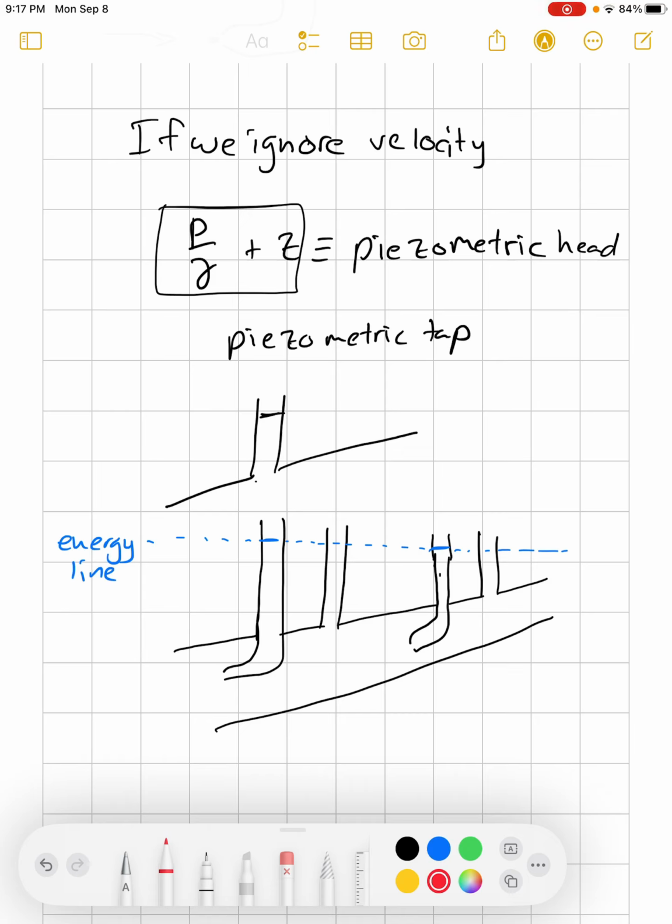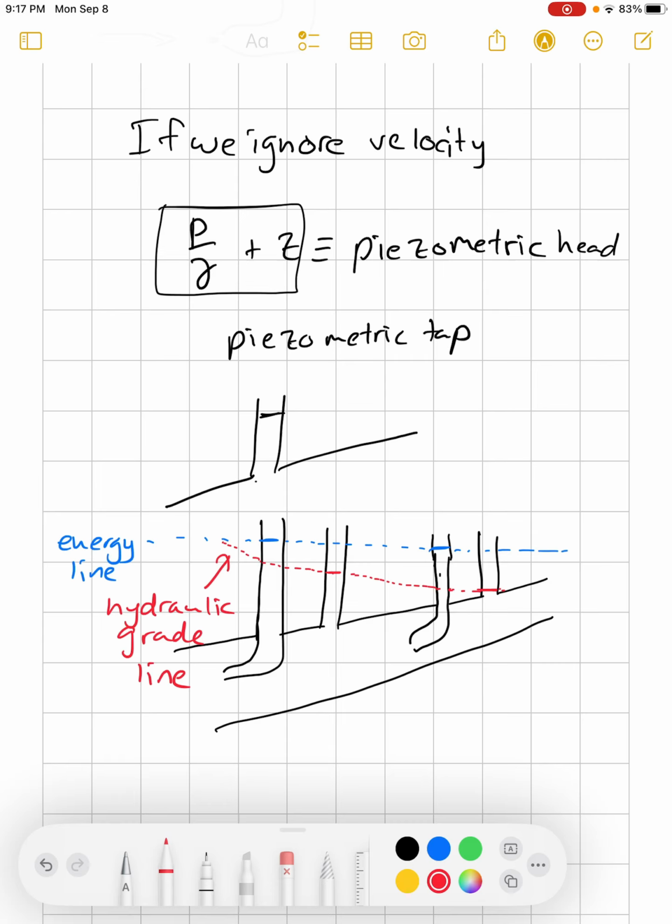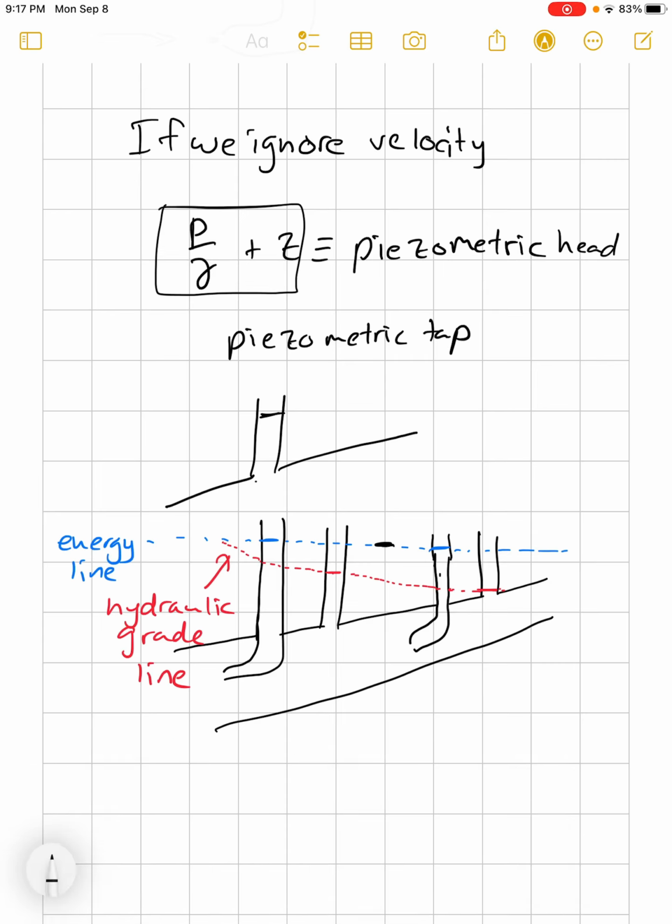Now, if we look at the piezometric taps, then what we're going to see is something a little bit different. So initially at the lower elevation, we'll probably see something like this. Okay, and this red line here represents the hydraulic grade line. Okay, so that's basically the energy that is just the pressure and the elevation or height, if you want to think of it that way.